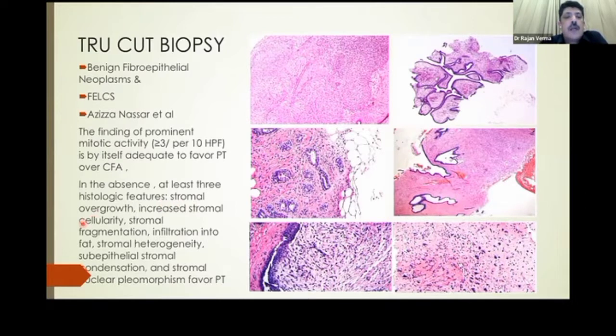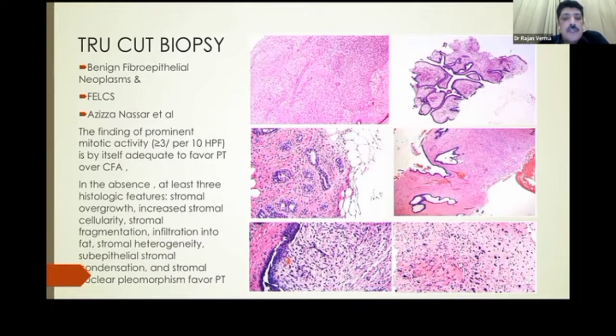These are stromal overgrowth, as we can see from here, increased stromal cellularity, stromal fragmentation. Now, what is stromal fragmentation? He defines stromal fragmentation as bits of stroma which are completely lined by these epithelial islands. So this is one of the parameters. Then infiltration into fat is also a very prominent point to categorize these tumors. Stromal heterogeneity, if you see this part and this part, there are hypercellular and hypocellular areas. This also favors phylloid tumor.